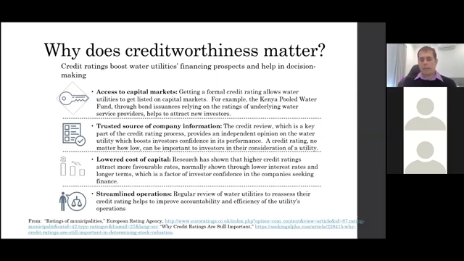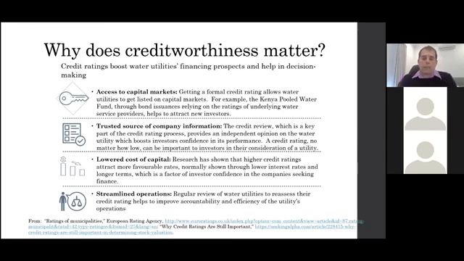The next point, though, within this is talking about cost of capital. So we can talk about capital markets, but we can also talk about cost of capital. When we talk about cost of capital, that's really what are you as a utility paying for the financing that you're getting. And research has shown that higher credit ratings attract more favorable rates, and more favorable rates normally materialize through either lower interest rates and or longer terms, which again is a cycle back to the fact that this is a factor of investor confidence in the companies seeking finance themselves.